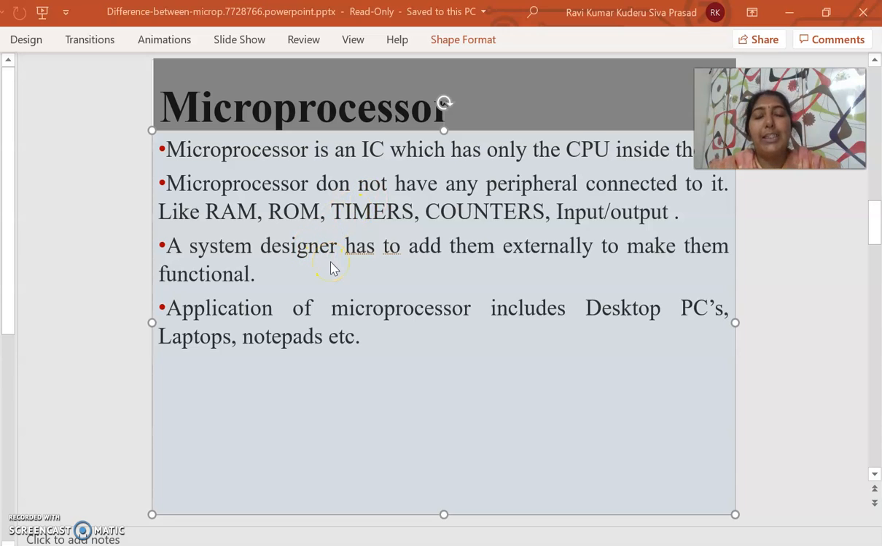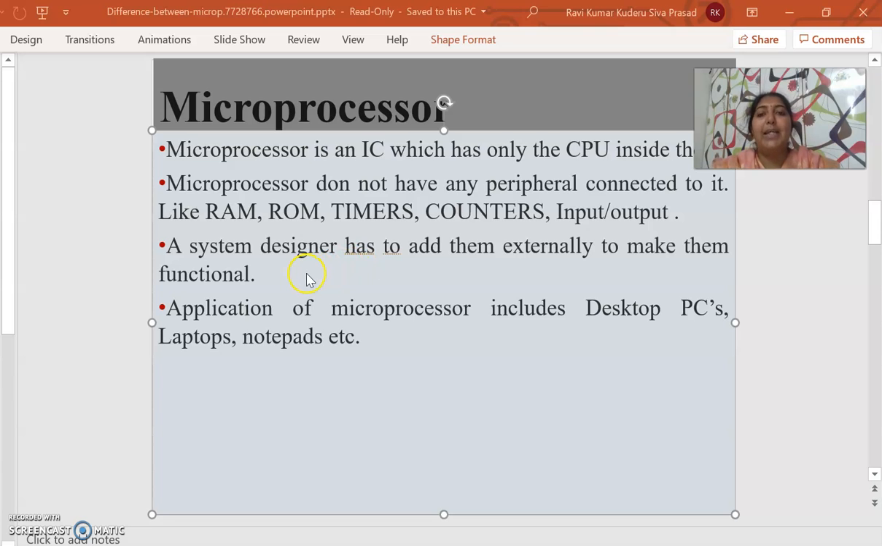Next, whenever you are using this microprocessor, you compulsorily have to add all these memory units, timers and counters, or the input and output devices to make this CPU functional. That means whenever you are using the microprocessor, you compulsorily have to connect all these external peripherals. Until then, the CPU will not perform any operations. It just acts as a dumb component.